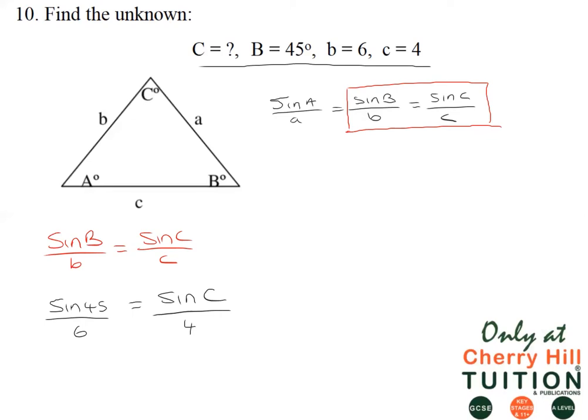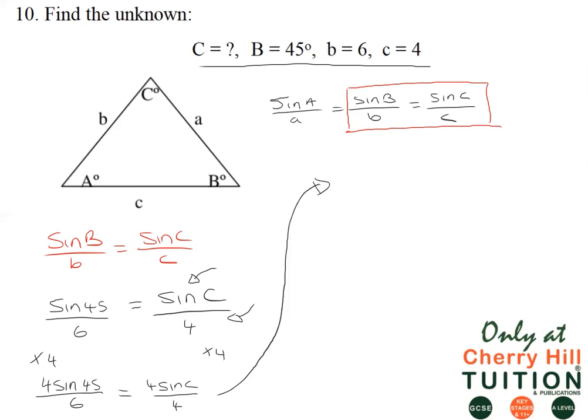Now, all we need to do is rearrange and solve for C. So the two things stopping the C from being on its own is this divide by 4 and this multiplied by sine. So what we can do is eliminate these two and get C on its own. So let's start by eliminating divide by c. To do this, we can multiply both sides by 4, leaving us with 4 sine of 45 over 6 is equal to 4 sine of C over 4. On the left-hand side, we have 4 sine of 45 over 6. And on the right-hand side, the 4's cancel out, leaving us with sine C.